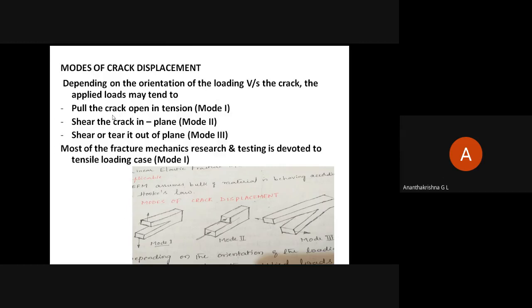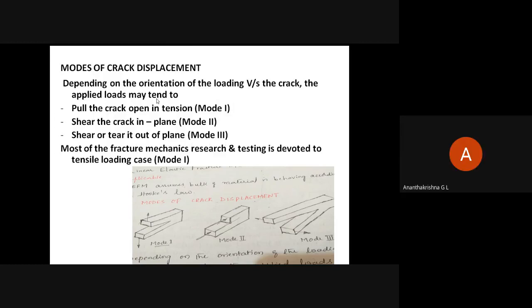Mithun, please read the first one. Pull the crack open in tension. So that is mode 1. The second one: shear the crack in plane, mode 2. And Sukrut, the third one: tear it out of plane, mode 3. That is mode 3.